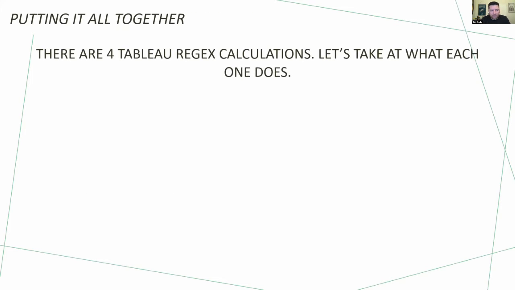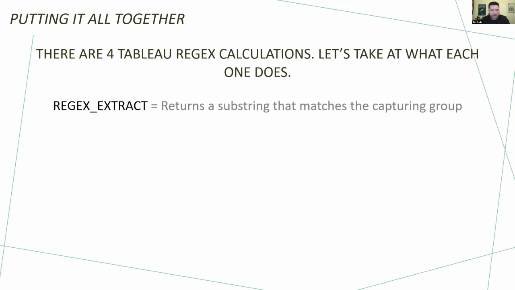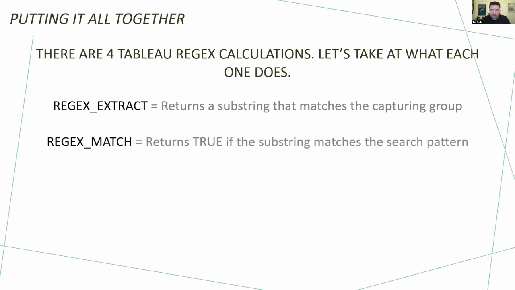All right, so before we get into the demo, we're going to take a look at what the four Tableau regex calculations do. First, regex extract. What this is going to do is pull out the actual substring that you're looking for within the capturing group. So think of this as, in our example, we had a comment field and we only wanted to pull out the address. That's a good example of that. A regex match is a true-false statement.